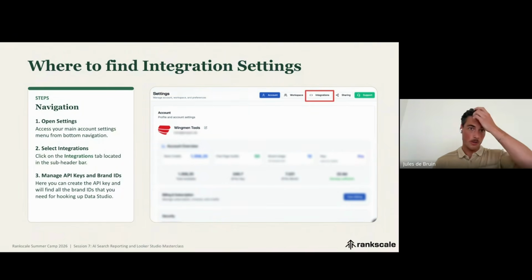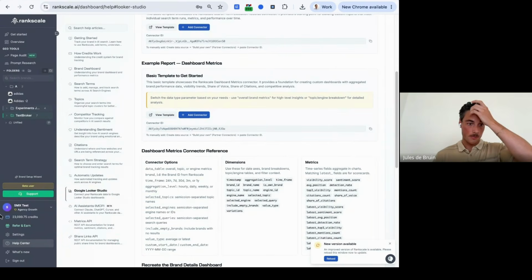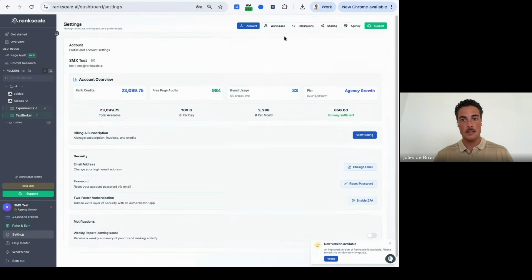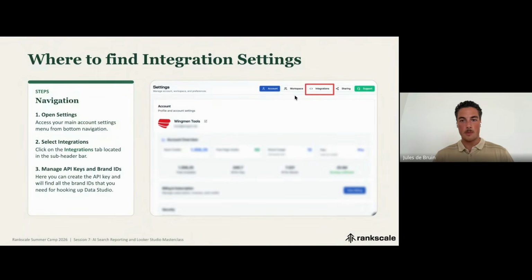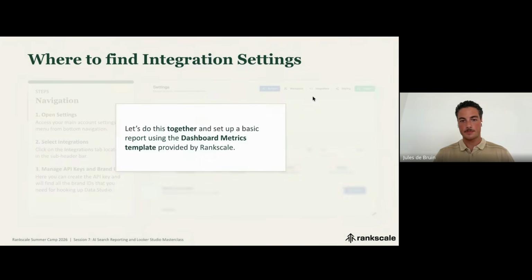So what you do is you go to Rankscale, you go to the settings, you go to integrations, and then you see your API key here. I'm not going to show it, otherwise everybody has access to my data. But for example, if you have leaked your API key somewhere, you can also just always regenerate it. So integrations.